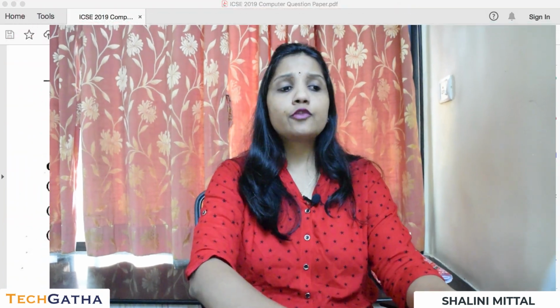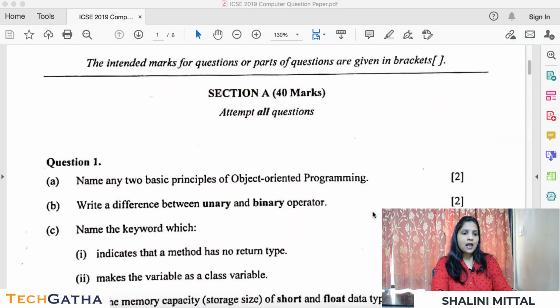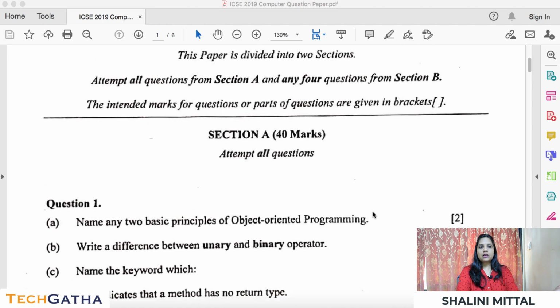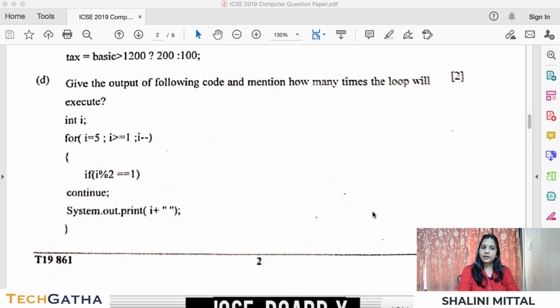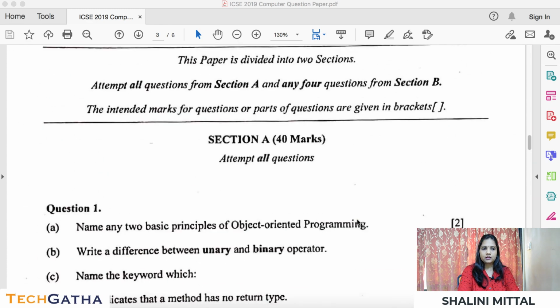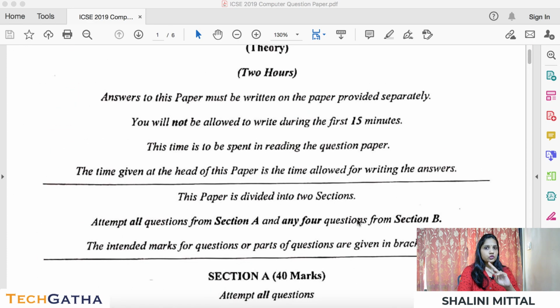Let us understand the tips you need to follow by taking the 2019 sample paper. If you can see on my screen, I have a paper of 2019. We all know that for Class 10 computer papers, there are two sections, Section A and Section B. Section A is always of 40 marks, Section B is always of 60 marks. You get 2 hours to solve the paper plus 15 minutes to thoroughly read the paper.